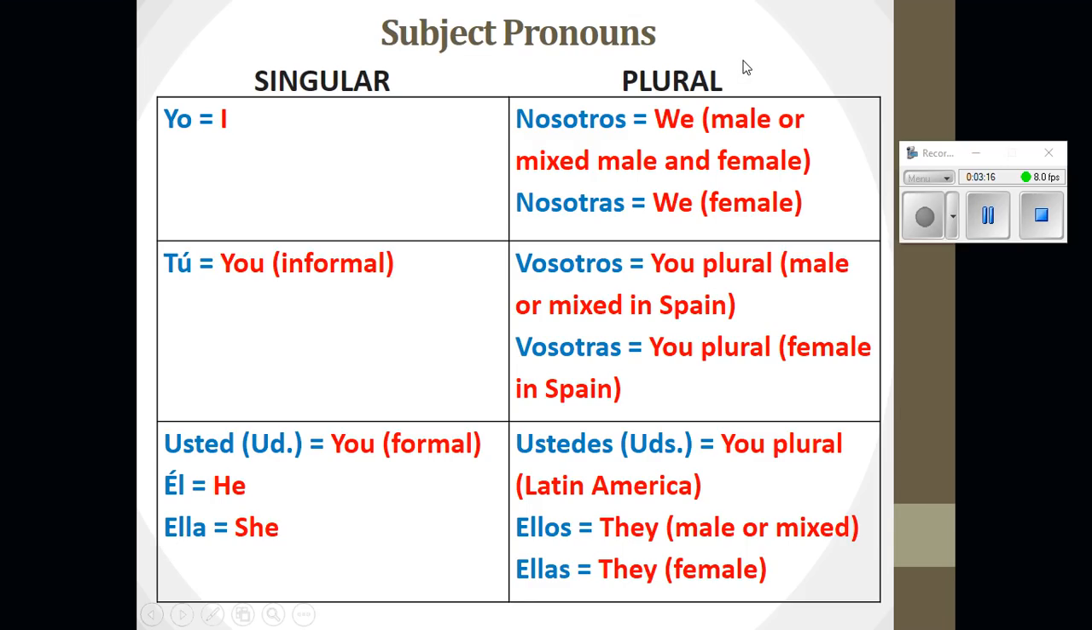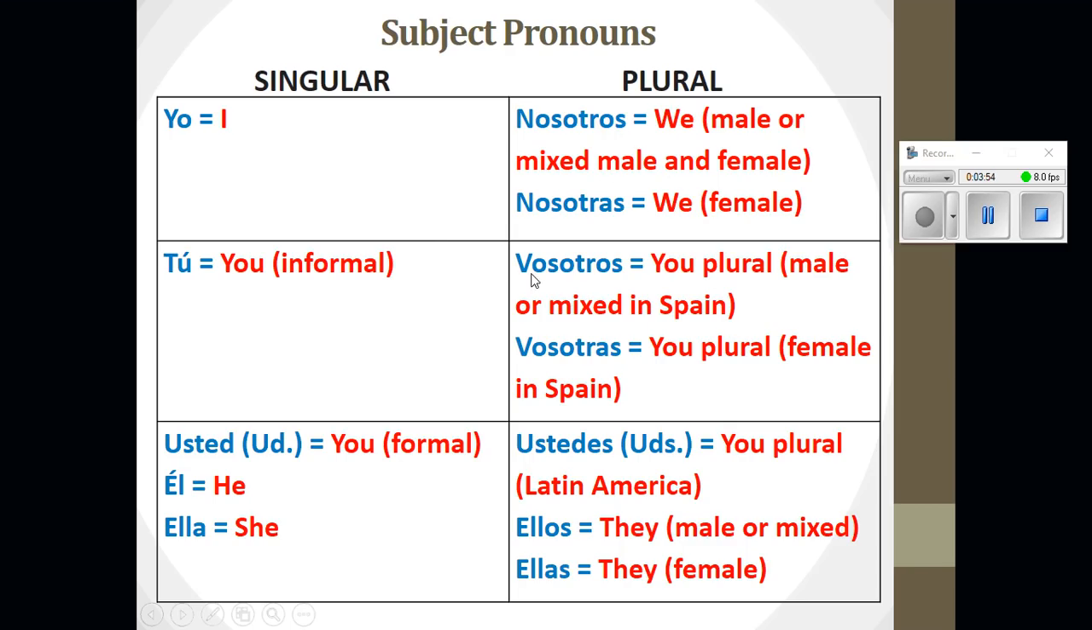Okay, so let's look at the plural side. Nosotros is the word that we would use if we want to say we. This is a group of males or mixed males and females. Nosotras is if I want to say we, and it's all females. Okay, and we'll notice here that nosotros ends in os. The O in Spanish is indicative of masculine, and then nosotras ends in as, and the A in Spanish is indicative of feminine. Okay, so we notice that nosotros is either all males or mixed males and females. If there's even one male in the group, you must go masculine.